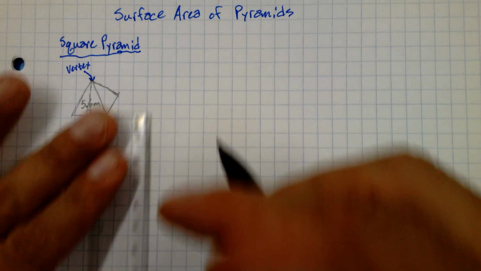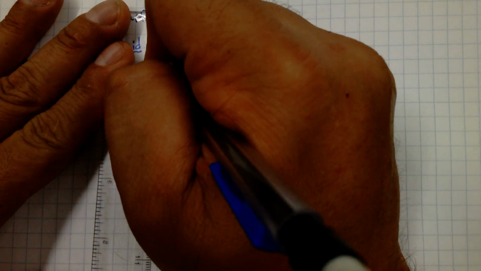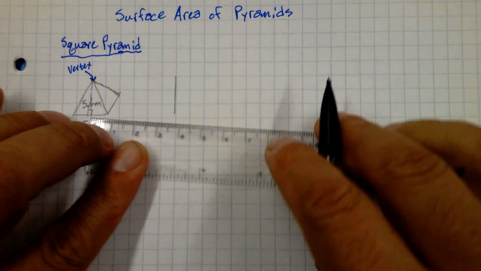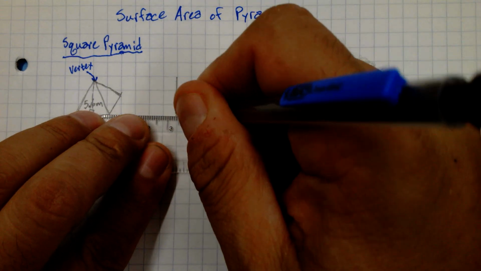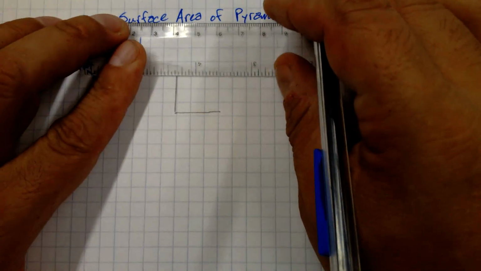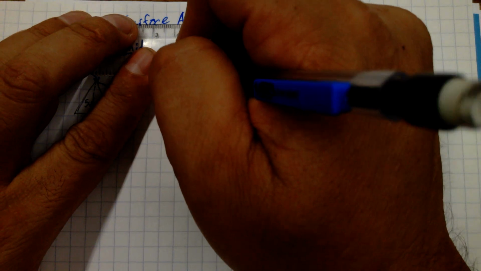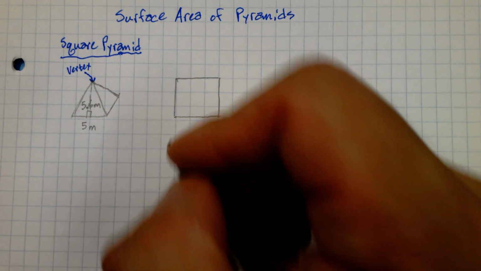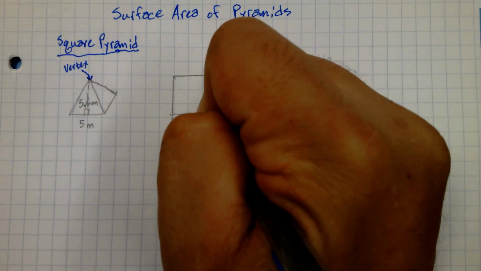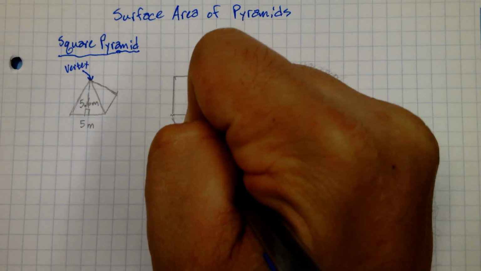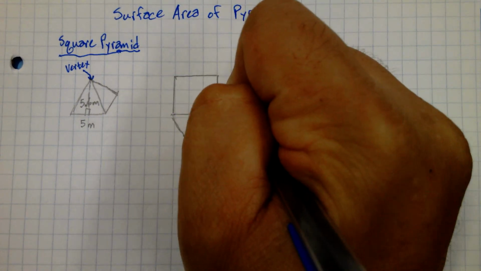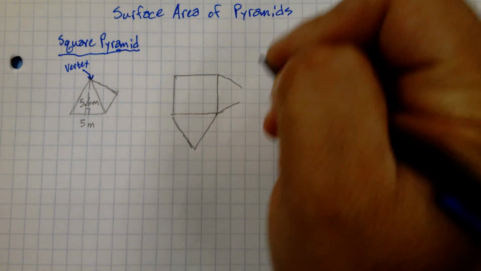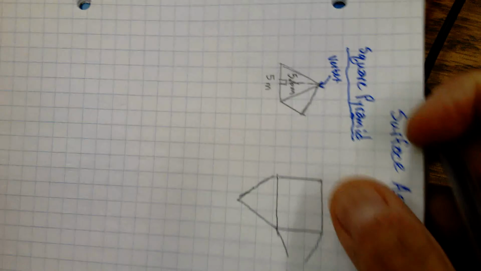For the net, you want a square. Let me draw it over here. Just a square. So try to draw it where all the sides are equal, as much as possible. And that's the base laid out. And then we're going to draw on each side. Try to make the triangles as congruent as possible.